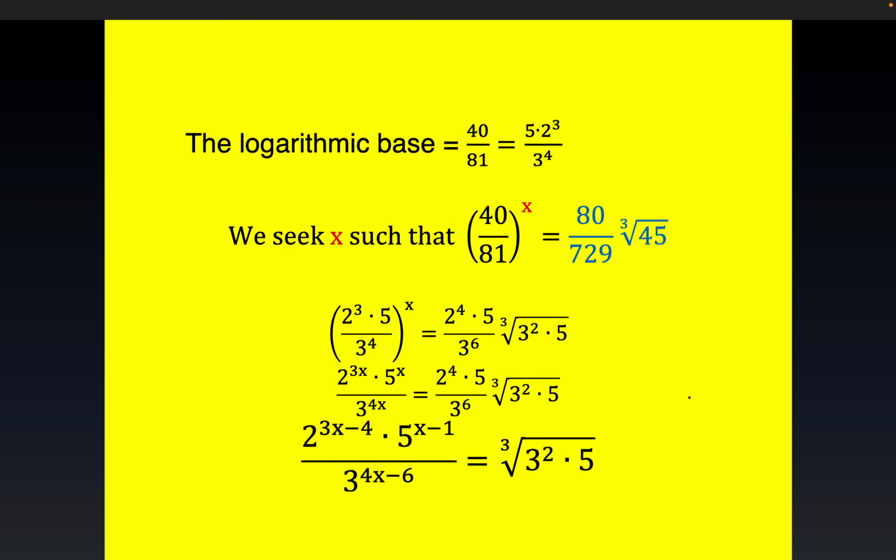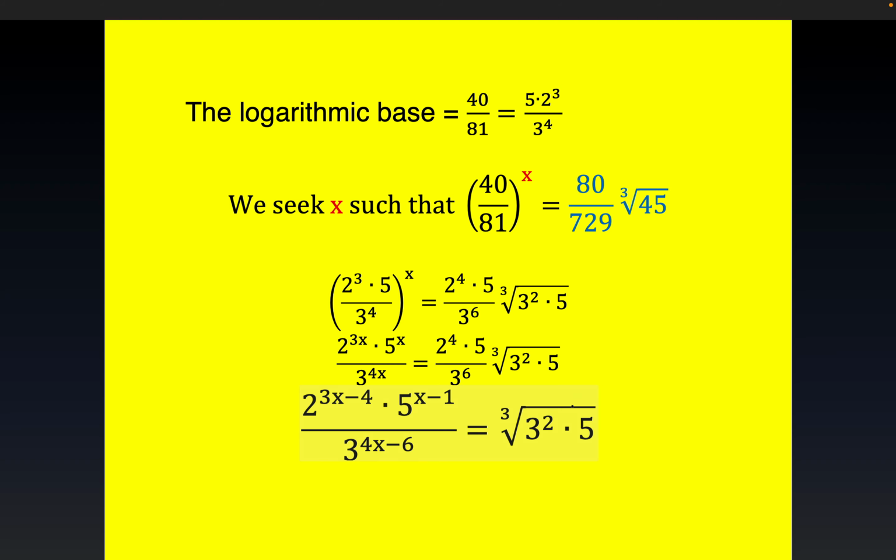Okay. Now, this next step involves just multiplying through by the reciprocal right here. You can see that the 3 to the 6 comes to the top, but that cancels out 6 from 3 to the 4x without talking about the rules too much. And in a similar fashion, if you bring 2 to the 4th underneath, that's equivalent to subtracting 4 from 3x, and similarly for 5x minus 1. And again, that was accomplished simply by inverting this fraction and multiplying, and then applying laws of exponents.